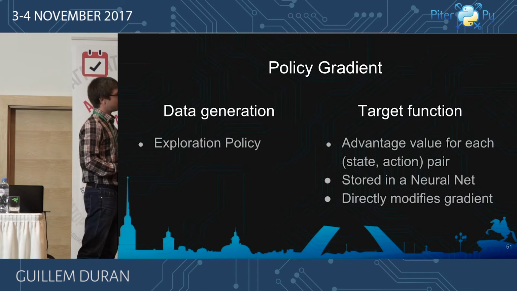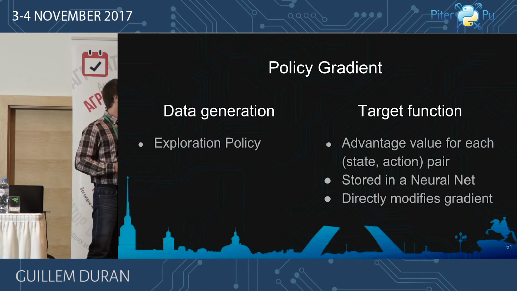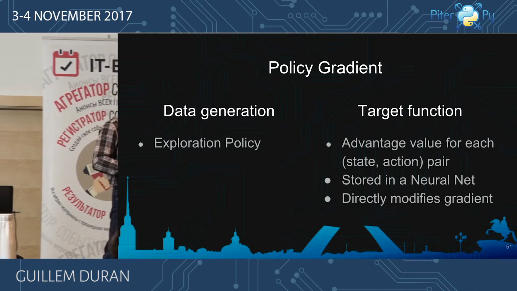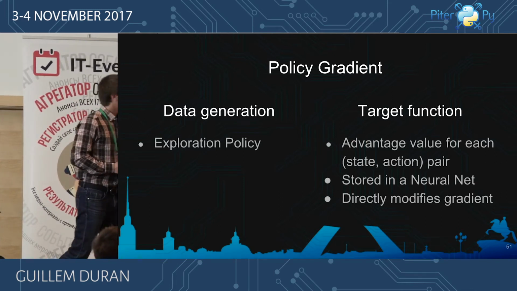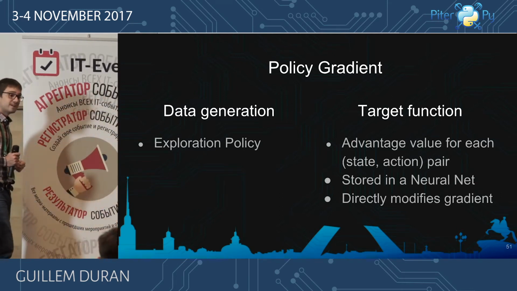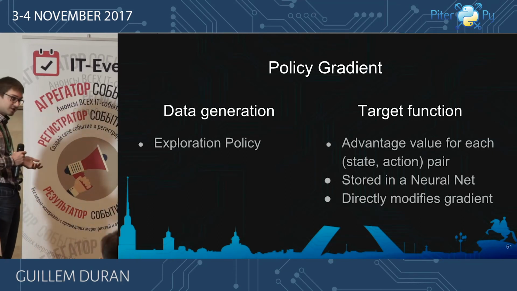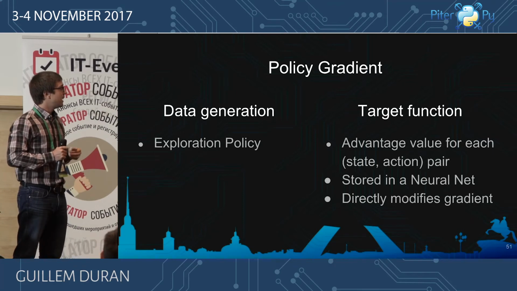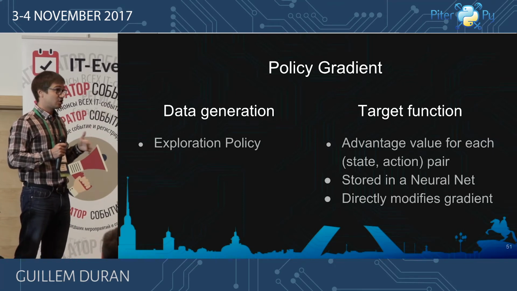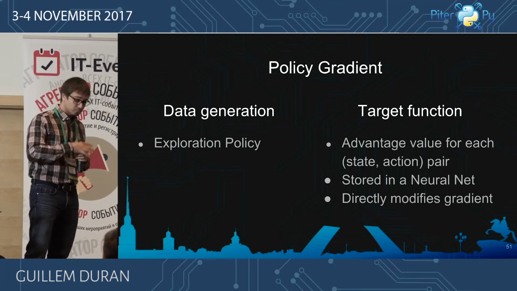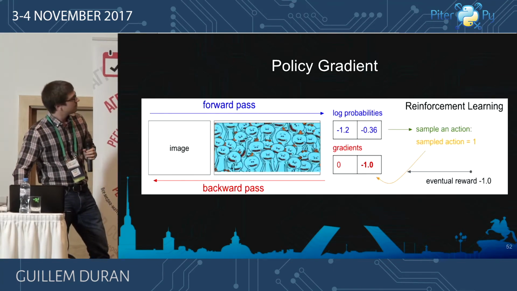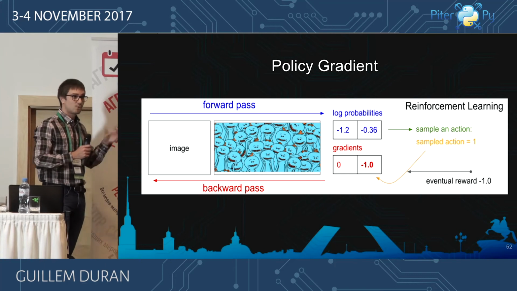So from now on, what we will have is still a data generation process which relies on how we choose our exploration policy, and a target function which will be called advantage, which will be calculated as some kind of gradient of our network. Before going on, a quick recap.